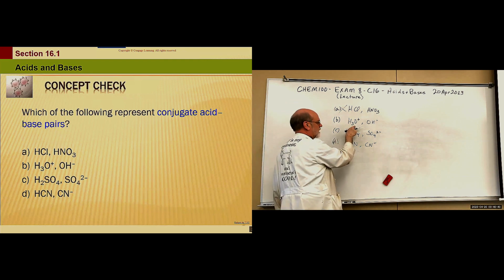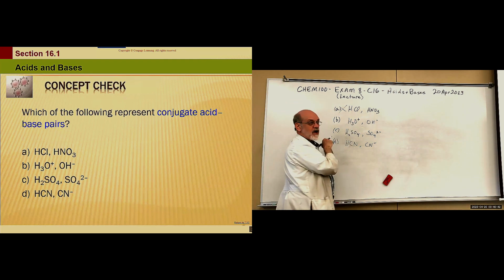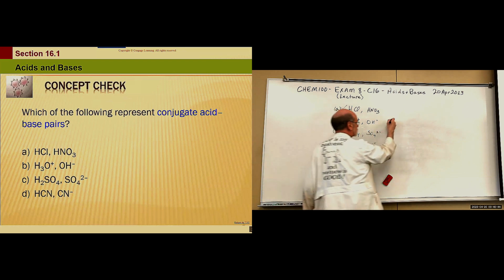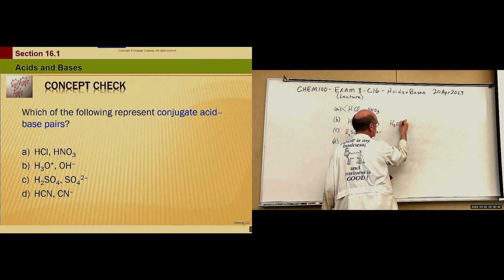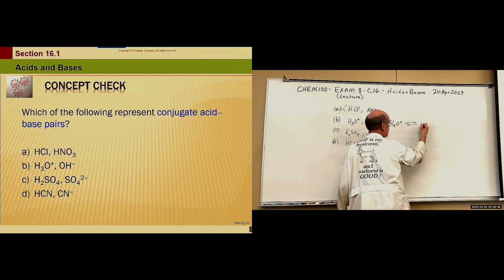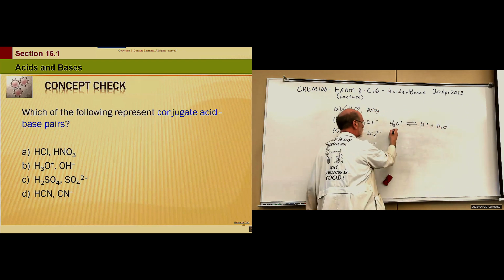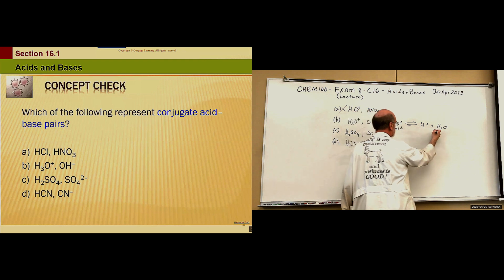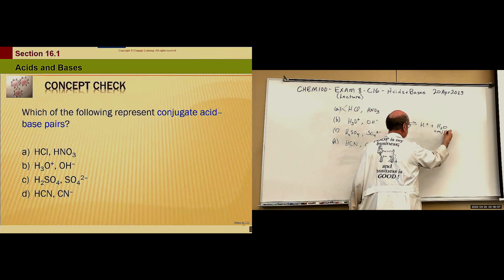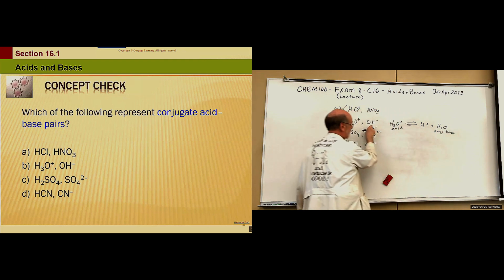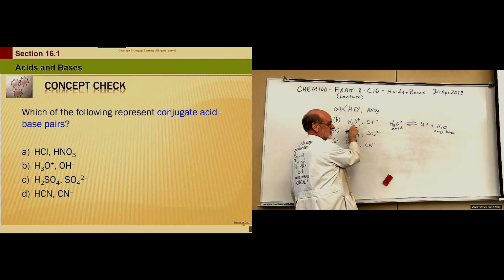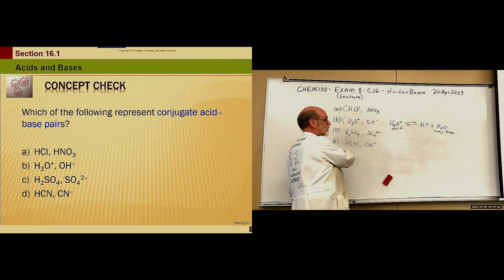How about this one? What would happen to this one if it lost a proton? It has a proton here. What's left over? Water. So this would be the acid. This would be the conjugate base. That's not the conjugate base of this acid. So that one's wrong.